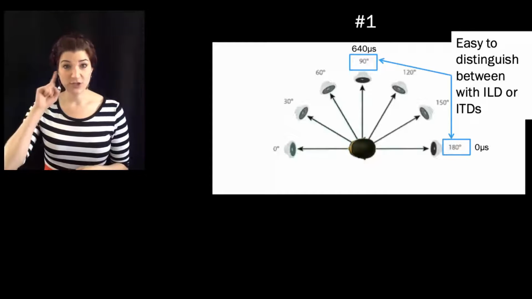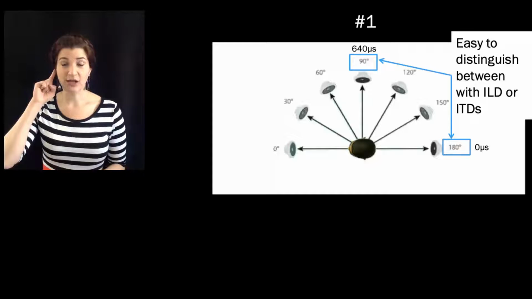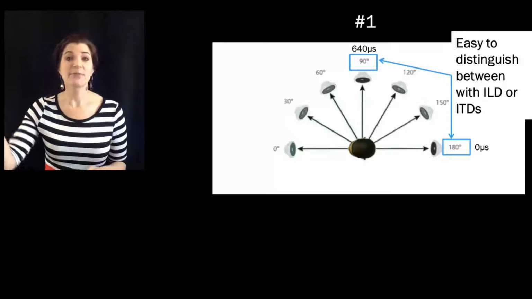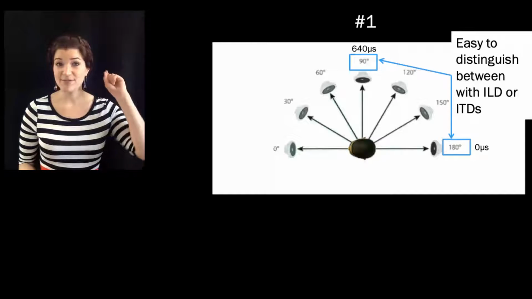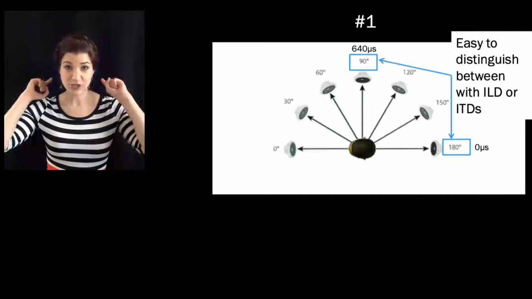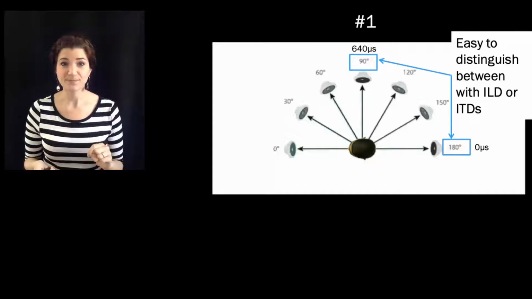So when something is coming directly from the right side, that information is going to reach my right ear long before it reaches the left ear, and it's going to be much louder in the right ear than it is in the left ear. Whereas if a sound comes from directly behind me, it's going to reach both ears at the same time and be an equal amplitude in both ears.